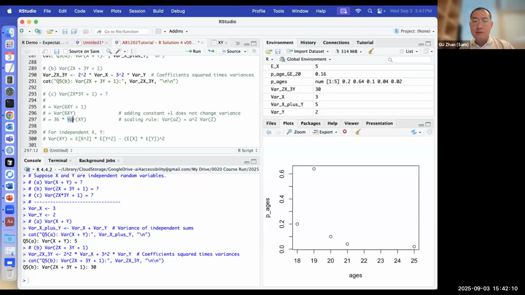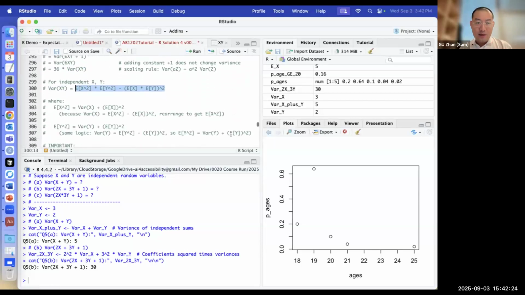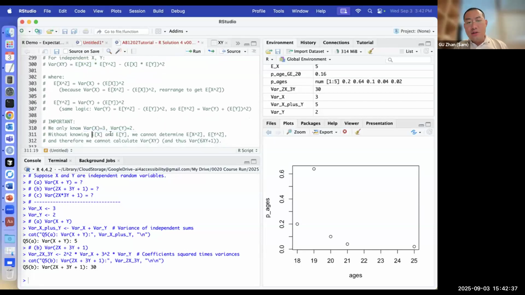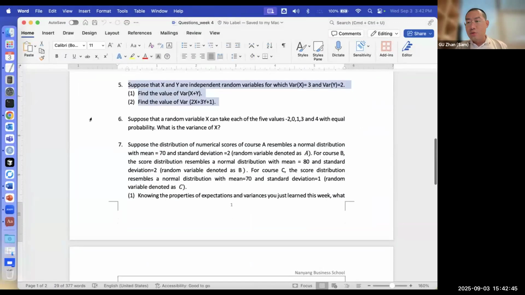In order for you to calculate variance of x times y, remember earlier we have this variance formula, right? We have this variance formula using expected value. In the meantime, you will only know variance x equal to 3, variance y equal to 2. We actually do not know what is the expected value of x and y from this question. This question only tells us variance. This question doesn't reveal any of the expected value, right?